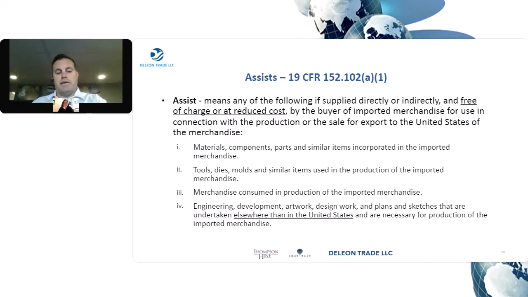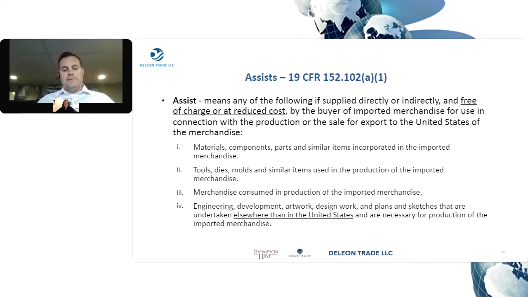Another example is category 3, where you have merchandise consumed in production of the imported merchandise. So maybe when I provide all my plastic material to mold this mouse, while they're molding it, they lose some of it. It gets scrapped. It goes to the floor and thrown in the garbage. That scrap material, if consumed in production, is still part of the value of this mouse, even though it doesn't show up on the mouse at time of importation. That's also a value you need to include.